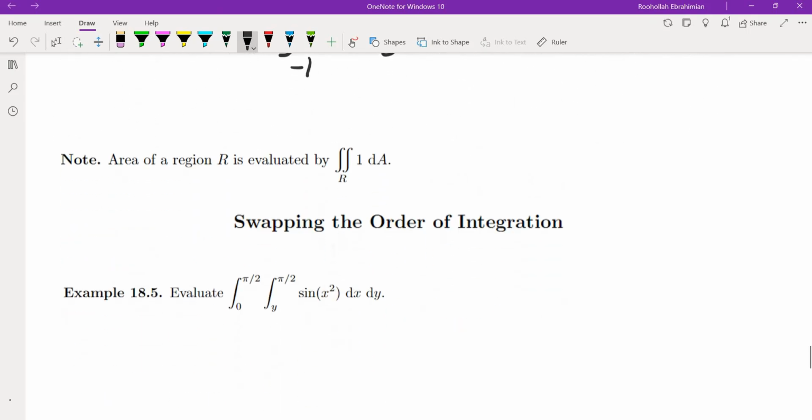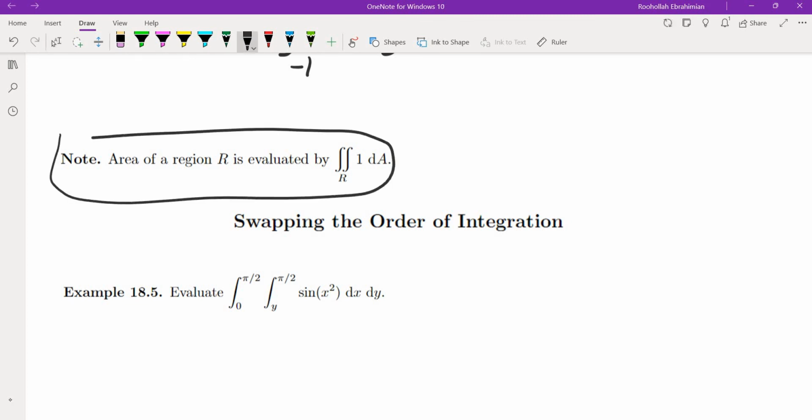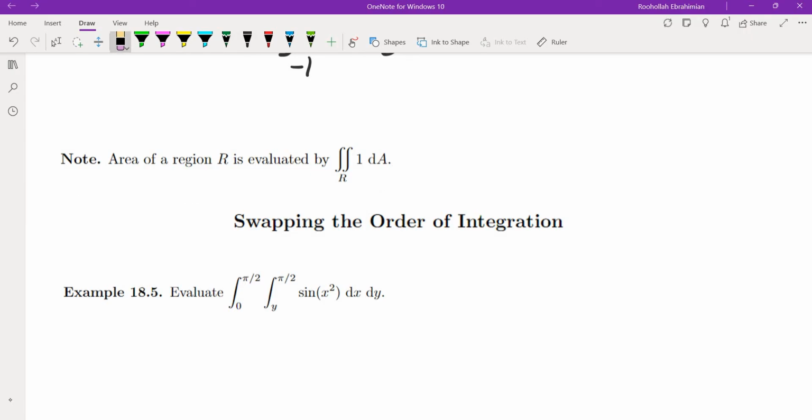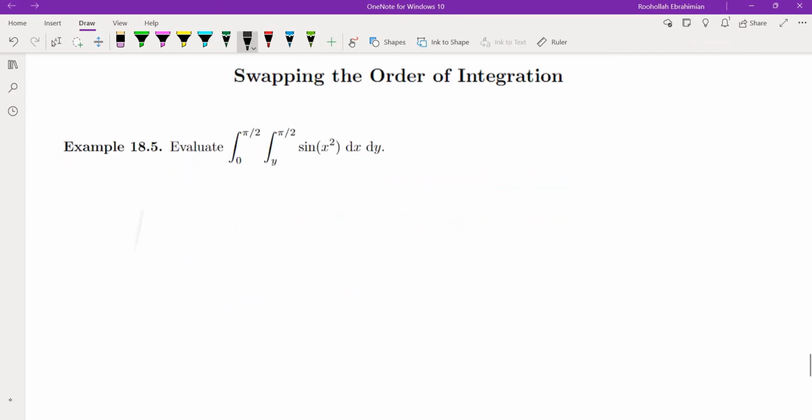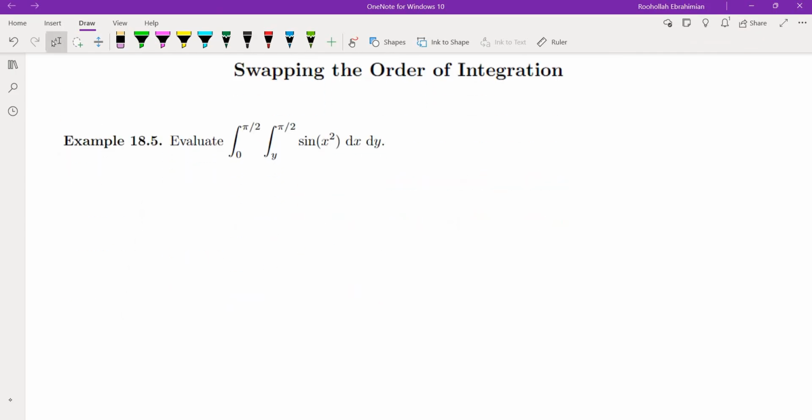One thing that is useful to know is that, and I will do examples on this one at a later point, because the examples here are going to be pretty simple and things that you already know how to evaluate using other methods, but I will get back to this point later. Area of a region R is evaluated by the double integral of 1. Why? Because if the height is 1, then the volume is the same as the area. So we're going to use swapping the order of integration to evaluate this integral.